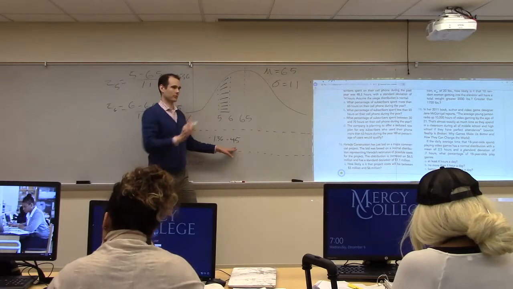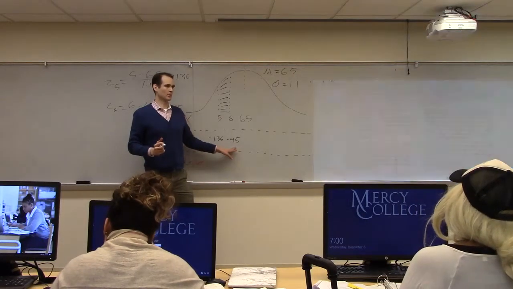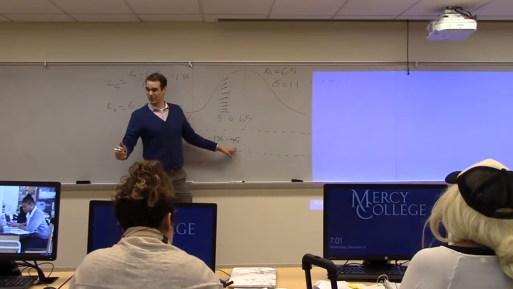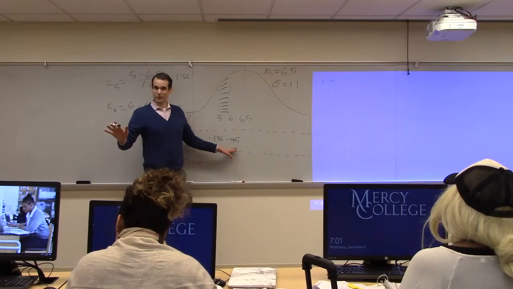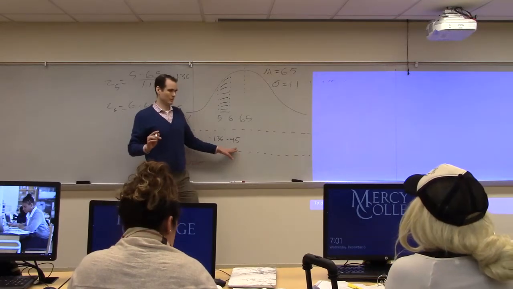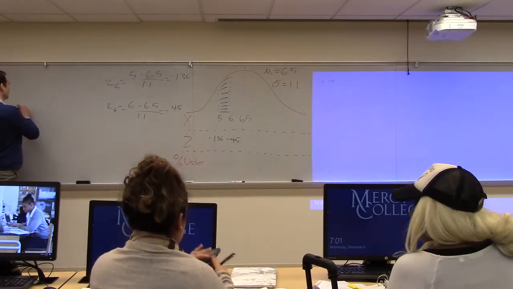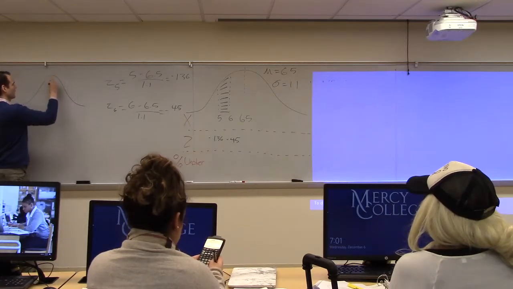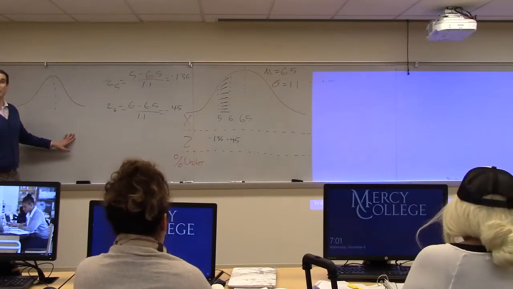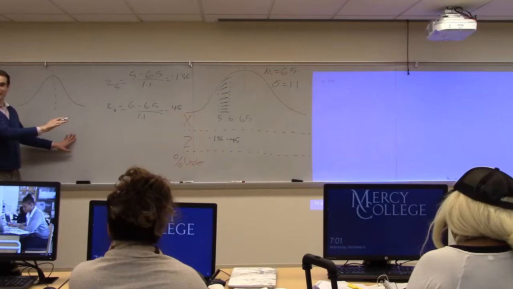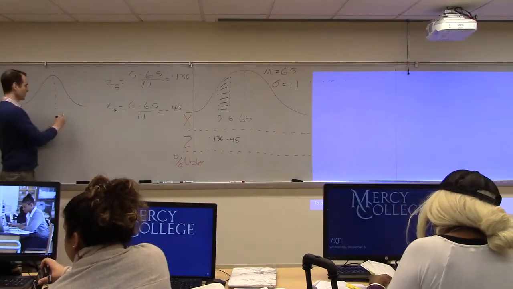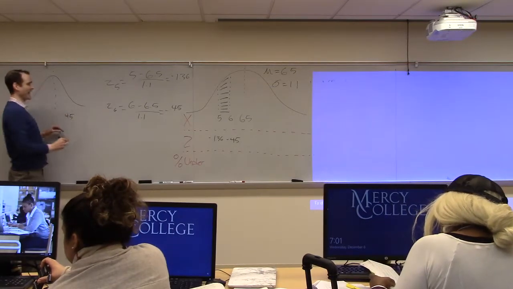Negative 0.45. The numbers start getting crazy, so let's do it this way. Let's just say we only had a positive z table. Now in your textbook you have a negative z table, so you can go straight to the negative side. But just suppose you only had a positive z table. So let's look up 0.45 positive.